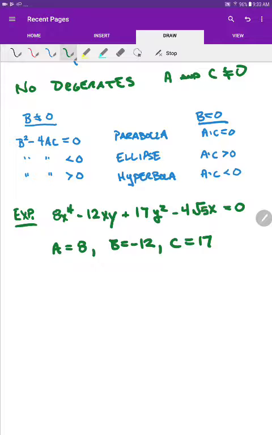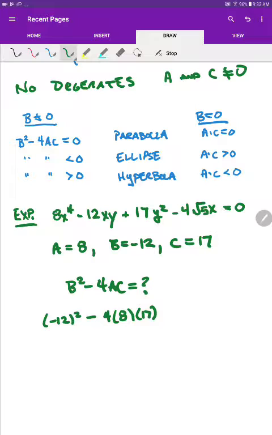So if I'm going to look at my relationship b squared minus 4ac, how does it relate to 0? I have minus 12 squared minus 4 times 8 times 17, and this equals minus 400. And minus 400 is less than 0. So what we're looking at here is an ellipse.